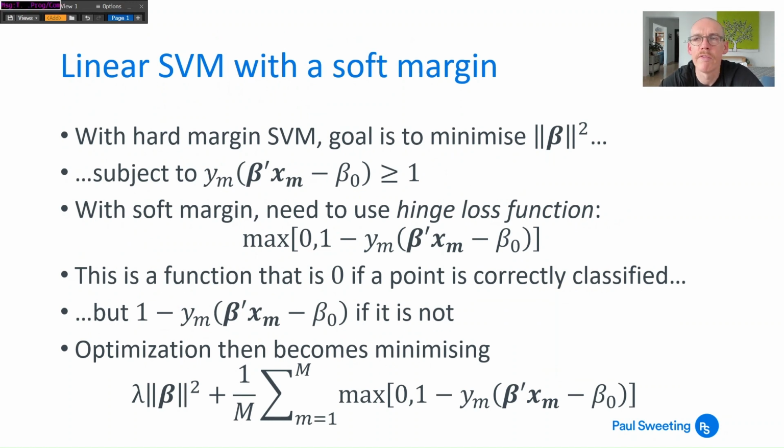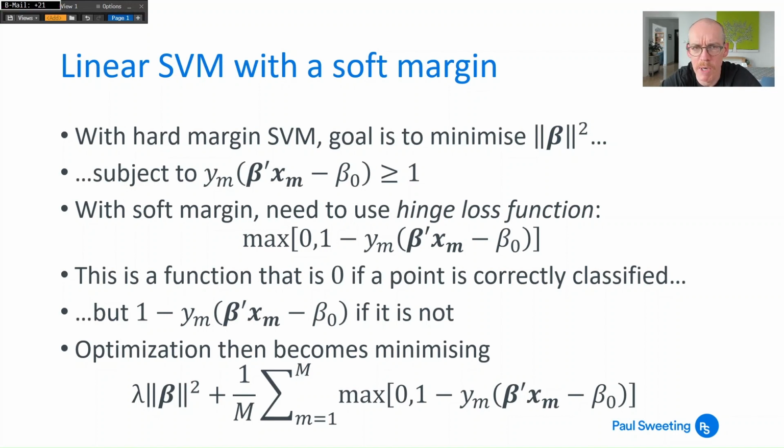So as you'll recall, if you're working in any number of dimensions with a hard margin support vector machine, what you're trying to do is minimize the norm of beta squared, because that gives you the biggest margin possible, subject to y_m multiplied by bold beta transpose x_m minus beta naught being greater than or equal to 1. So that's essentially saying, subject to when you map all your points, they're going to lie either above the top margin or below the bottom margin.